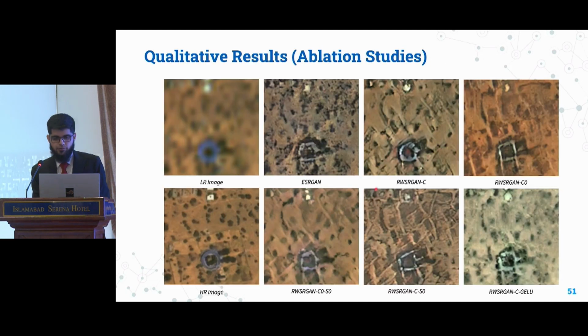Here are some qualitative results. You can see this was the lower resolution image. I have cropped the area; it is a 160 cross 160 image. The ESRGAN has this kind of result when it performed the upscaling to 6 times. This is our best model, which upscaled it to 6 times, and you can see the images are better defined, and these are the results of other variants as well. And this is the ground truth image in the end, which is our target image that we have to achieve.